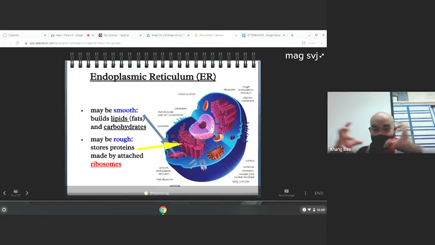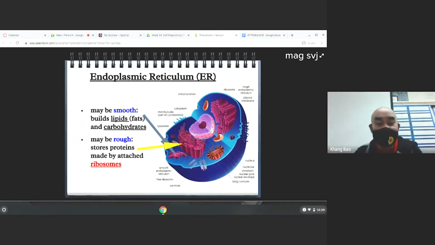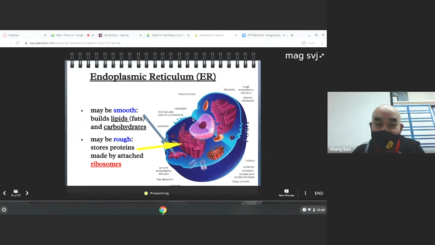that make up all the living things. And then the second type of ER is what we call rough ER. It is rough because of these little dots right here. And its job is to store. So you can circle this word or highlight this word when you read your note. Again, store. It stores protein.